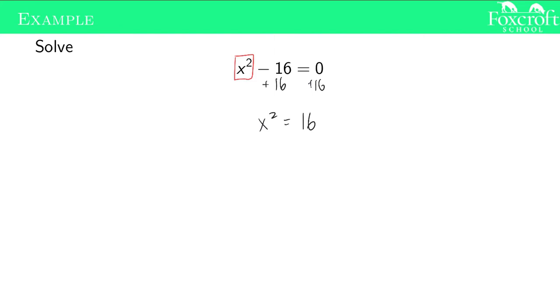How do we get rid of the squared? We take the square root of both sides. And like we said, the squared and the square root cancel, so that just gives me x. On the right-hand side, I took the square root of a number, so I have to put that plus or minus, which is telling me that there's two different answers. And the square root of 16 is 4. So I could plug in positive 4 or negative 4 into this equation, and it would be true.